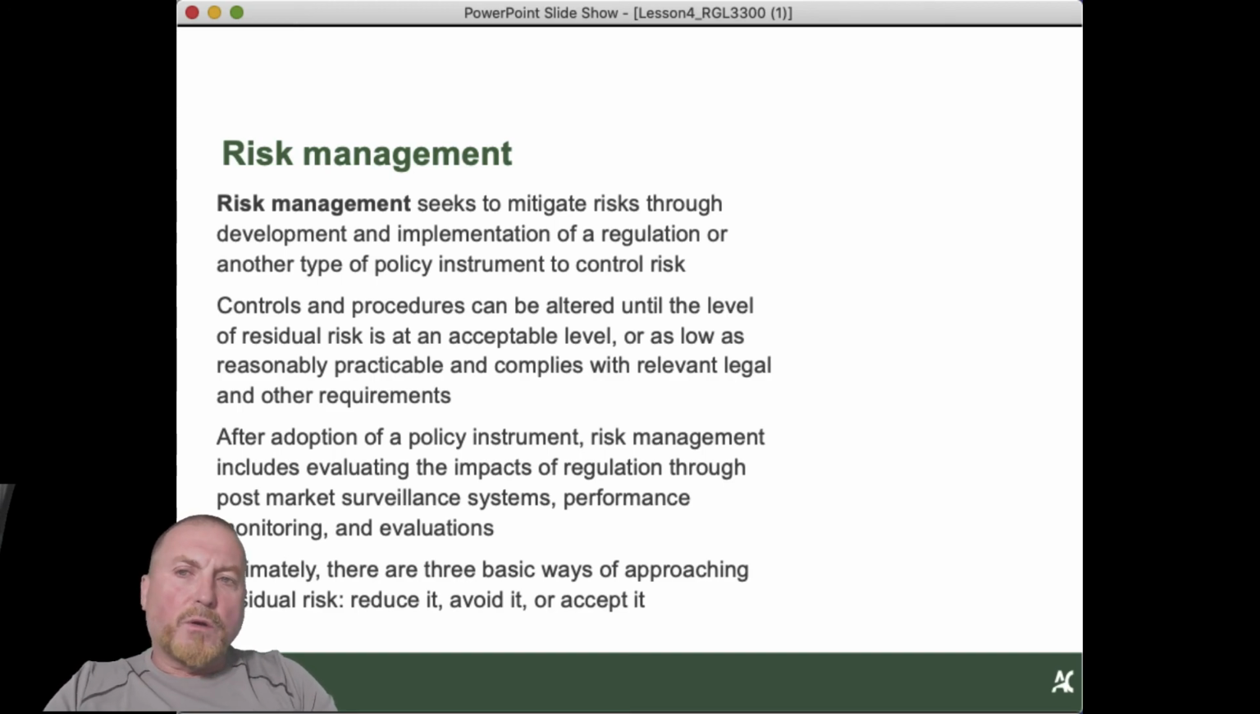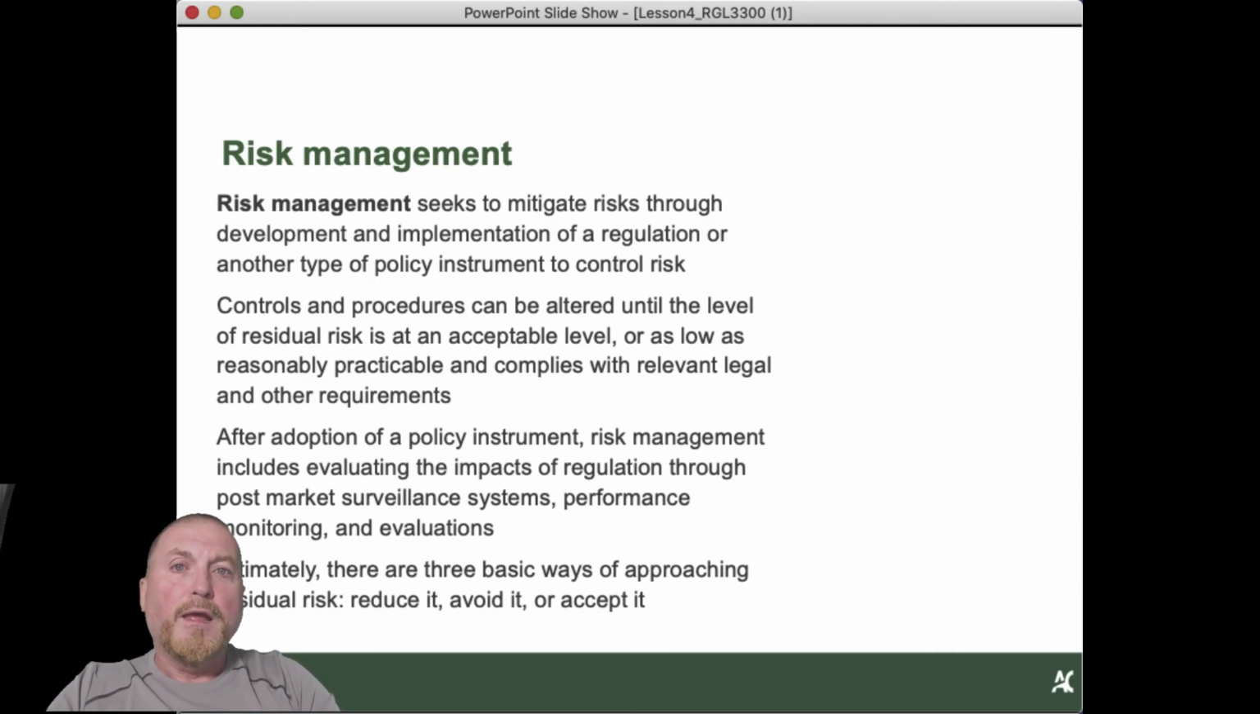And so risk management looks at these things on a continual basis. And part of that, as I said, is post-market surveillance. And there are three basic ways you can deal with residual risk, right? You can reduce it through stricter risk management initiatives. You can avoid it by not allowing the compound on the market at all, okay?